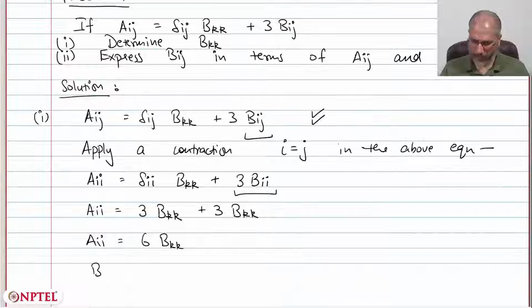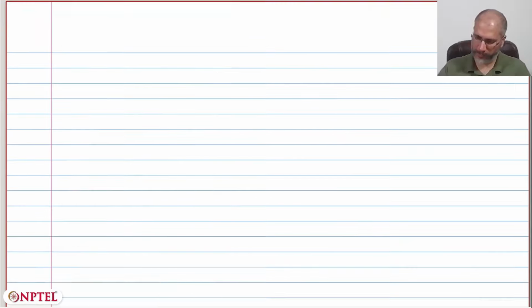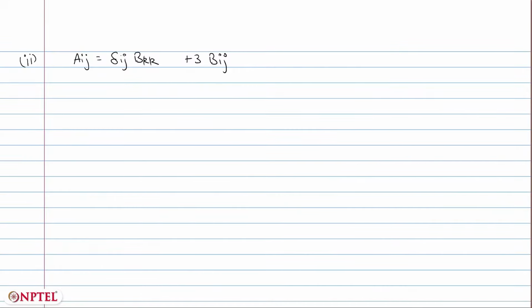So from this we can see that bkk is 1/6 of aii. So this is what we wanted to find out in part 1. Determine bkk. So that's 1/6 of the term aii. So let's move on to the second part of the problem. So in the second part, we have to find the expression for bij in terms of aij and akk.